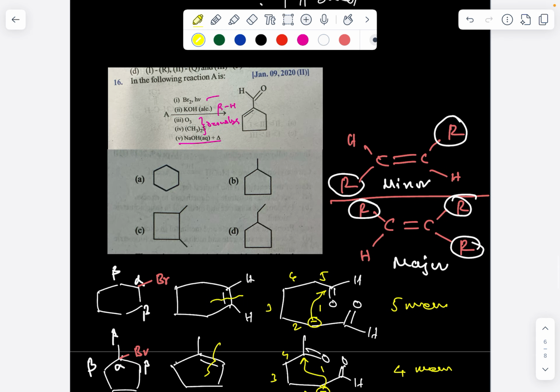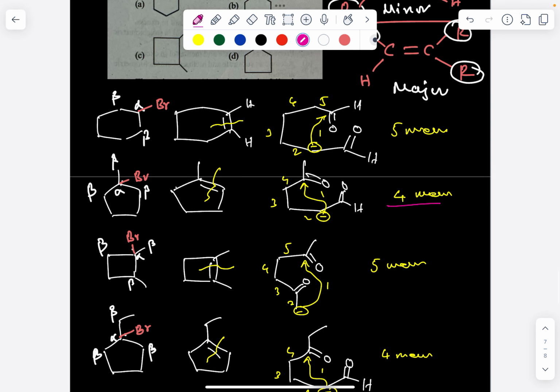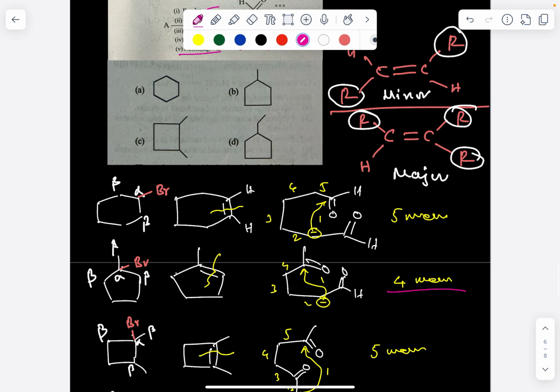So in that reactant, what is the ring system? 1 2 3 4 5. There will be a 5-member ring. So a 4-member ring, 5-member ring, obviously it won't come. So obviously we can easily remove option B also, and option D also won't come. And what is the remaining possibility? Option A and option C are the possible correct answers.